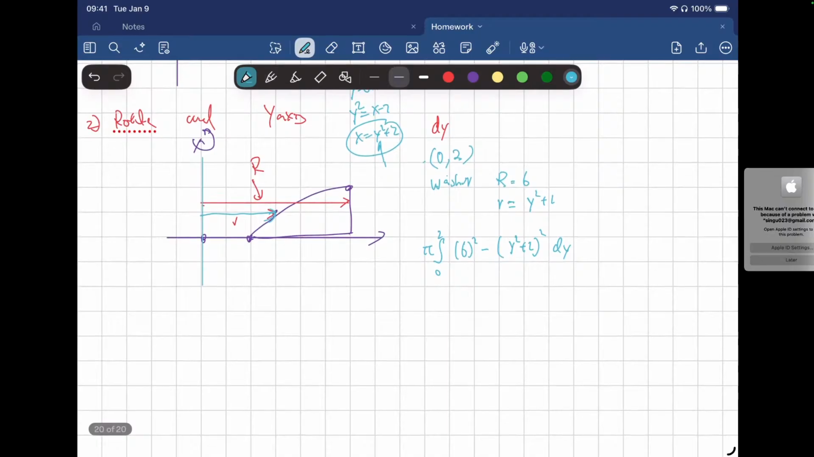Okay, third thing. Now the third one's kind of challenging. So we want to rotate around x equal to 6. So think about what shape rotating around x equal to 6 looks like.